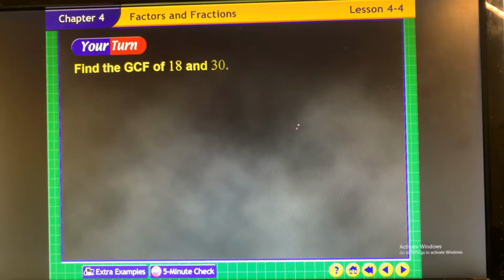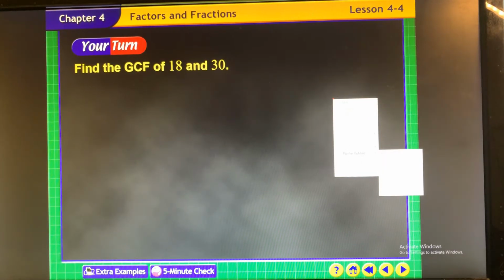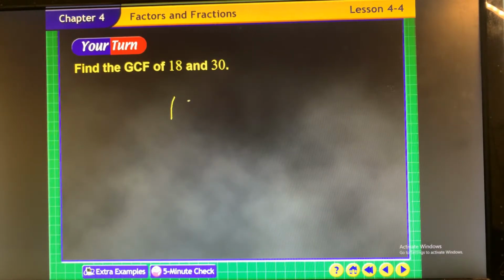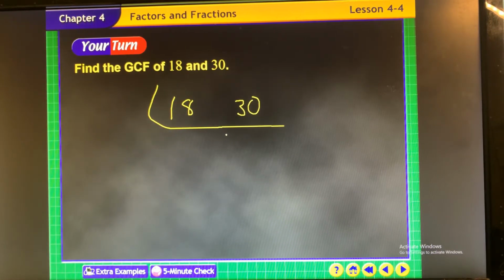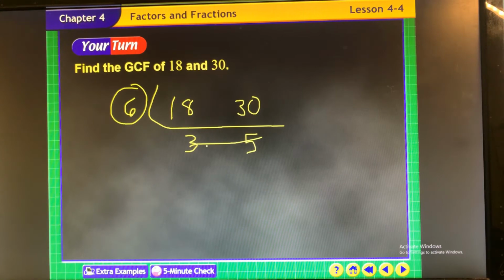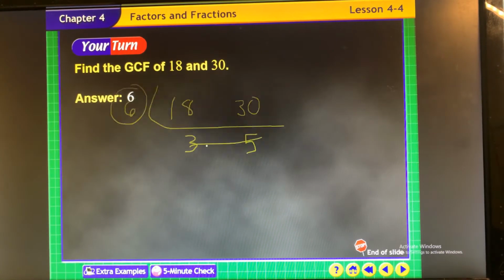Your book will show you a completely different way. You choose the method that works best for you. Really, it's about getting the correct answer. So you have 18 and you have 30. Start building your cake. What's the number that you can think of that goes into 18 and 30? 6. 6 goes into 18 how many times? 6 goes into 30 how many times? Can anything go into 3 and 5? Nope. Done with that. There's your GCF. Easy.